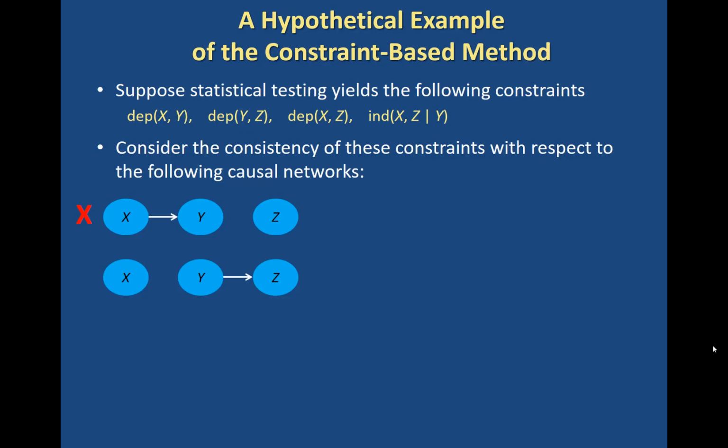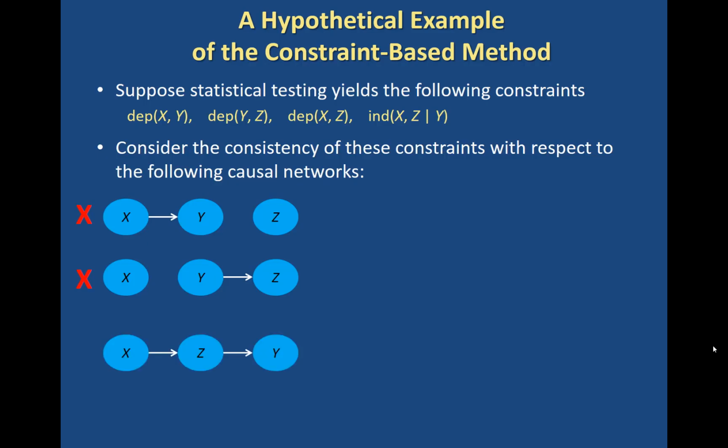Well, similarly, we have some of the dependencies that we find in the data, Y and Z, but we don't have dependencies between X and Y and X and Z that this causal structure supports. However, we find those dependencies in the data above. So this one we wouldn't consider as consistent with the constraints.